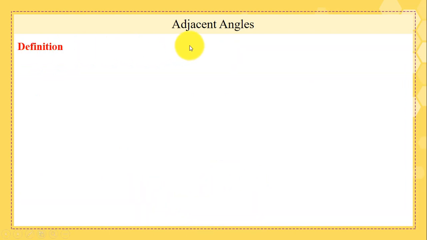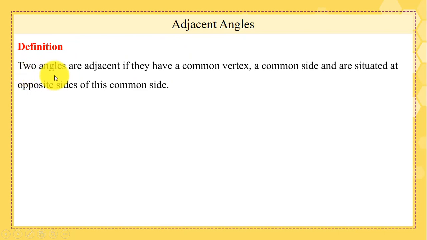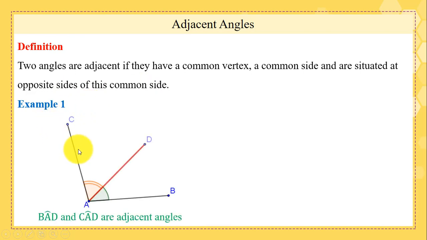So the definition of adjacent angles will be: two angles are adjacent if they have a common vertex, a common side, and are situated at opposite sides of this common side. Example number 1. BAD and CAD are two adjacent angles because they have a common vertex A, a common side, the semiline AD, and the common side is between the other two angles.